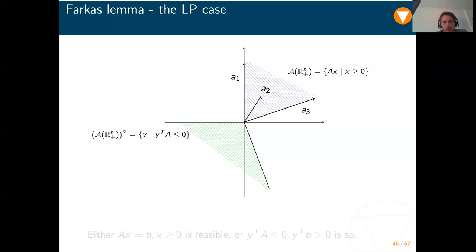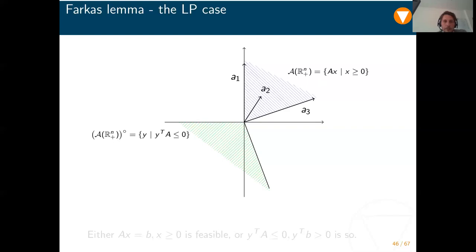It's just the set of all vectors that have a non-acute angle with all the vectors in the blue set. Don't think too much about these definitions, maybe just for the moment. We have the blue set and the green set. And now Farkas lemma is remarkable. It tells you that if you have a vector B, so that you're one part of the input of your linear program, exactly two things can happen.